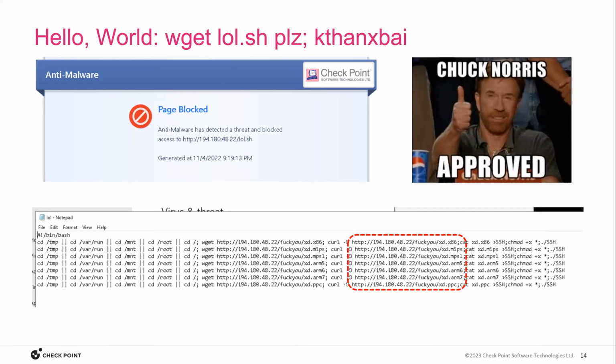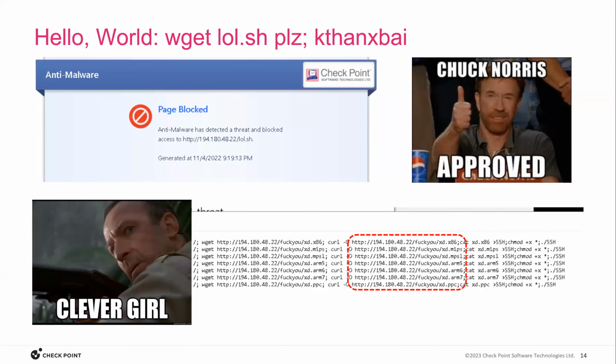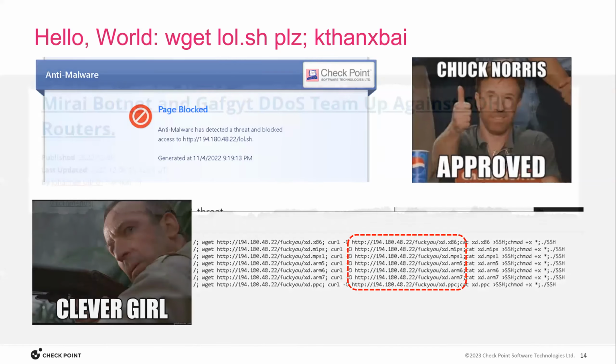So maybe this is some sort of IoT attack, but it's very persistent in the fact that almost every CPU architecture is covered. So very clever, in that this thing really wants to infect us. Even Muldoon was impressed. So what is xd.x86? This was kind of the final stop.